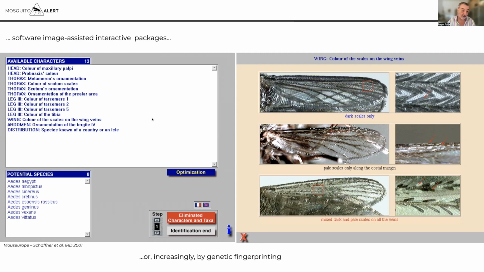It's much more interactive. The latest generation of identification in the lab, of course, is genetic techniques, which in the future will probably be very widespread, because you can use any part of the mosquito body and, with existing libraries, you get a very precise identification. You need a specialized lab, but they are increasingly common.